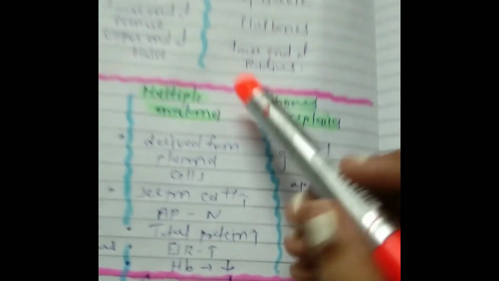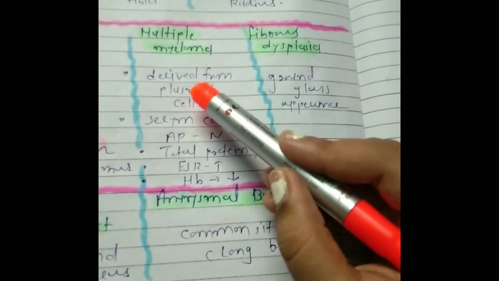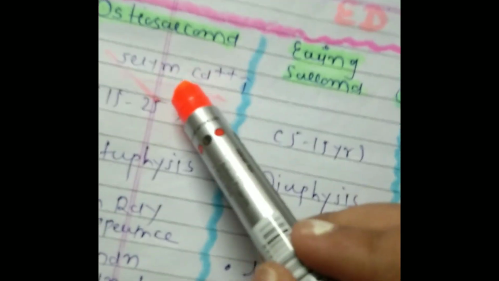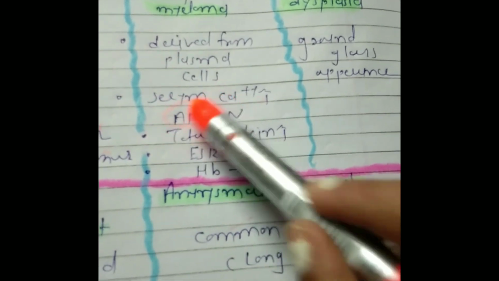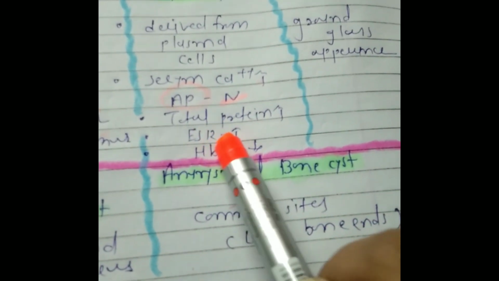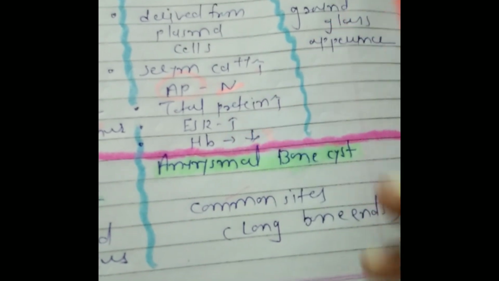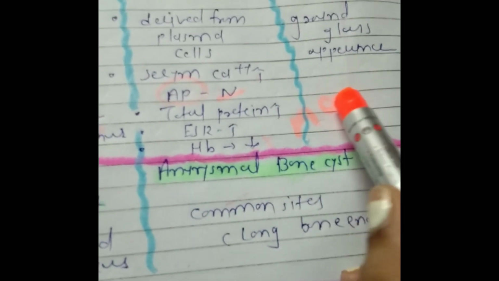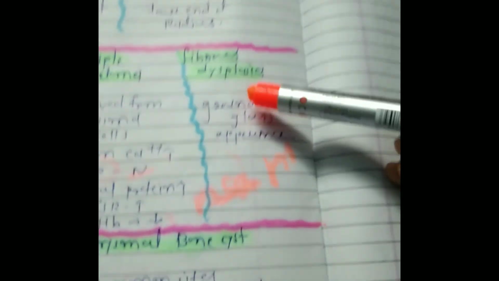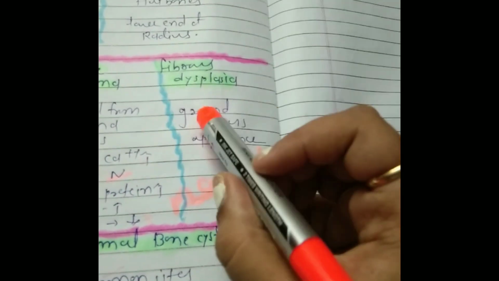Okay, now let's move on to multiple myeloma, which is derived from your plasma cells, and serum calcium is elevated. Serum calcium is also elevated in osteosarcoma. Alkaline phosphatase is totally normal in multiple myeloma. Total protein will be increased, ESR, erythrocyte sedimentation rate, will be increased, but hemoglobin will be decreased. Also the albumin globulin ratio, AG ratio, is going to be altered in multiple myeloma.